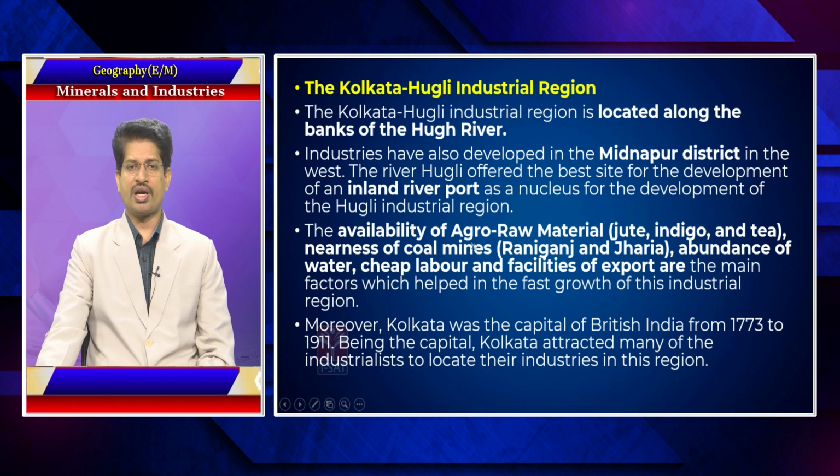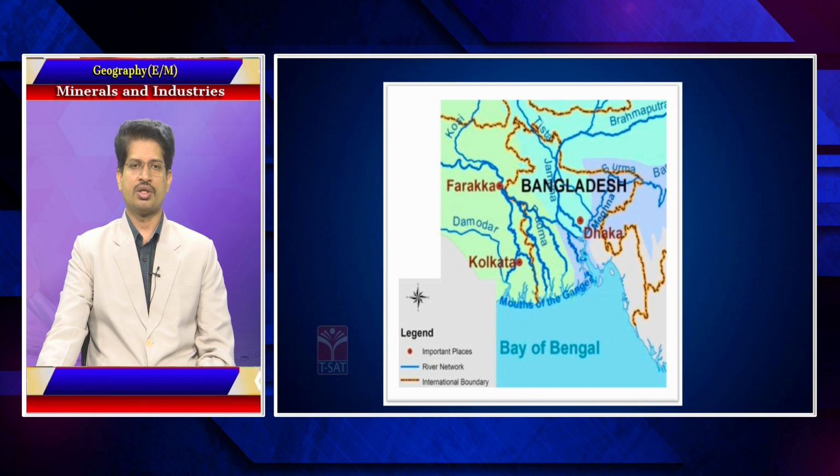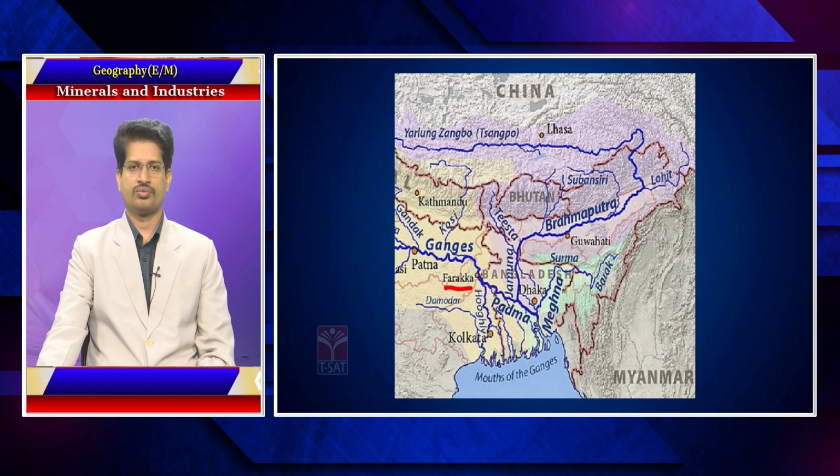So, the availability of agro raw material like jute, indigo, tea and coal nearby in the Raniganj, Jharia region is responsible for the development of industries with cheap labor. Moreover, Kolkata was the capital of British India, 1903 to 1911, a historical reason responsible for the development of the Kolkata-Hooghly industrial region. So, understanding this map is essential for the development of this region.